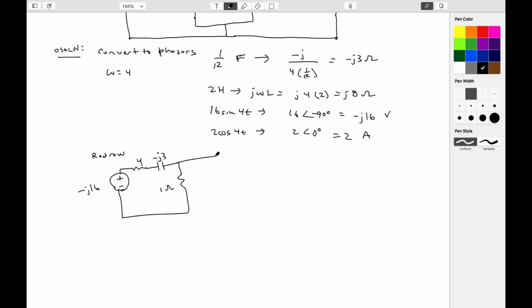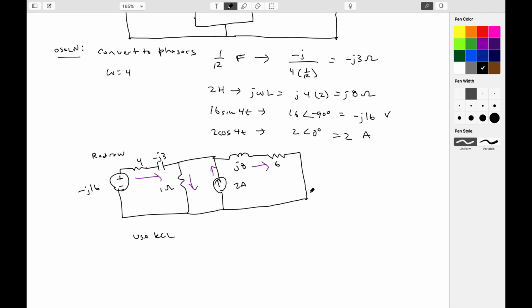And to avoid confusion, what I'm doing is drawing this in a particular way. All right, so this is 2 amps, and this is j8, and this is 6. Okay, and what I'm going to do is use KCL, and I can point out that this current's coming in, this one's going out, this one's coming in, this one's going out, because I'm going to assign that to be ground and make our typical type of assumption we would with nodal analysis.